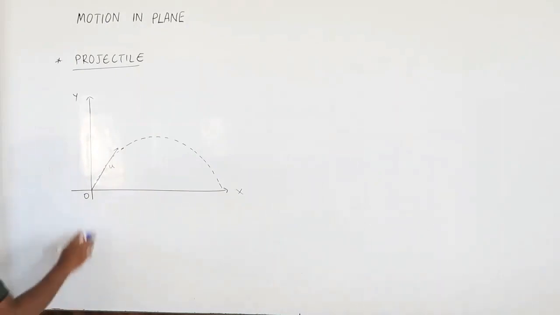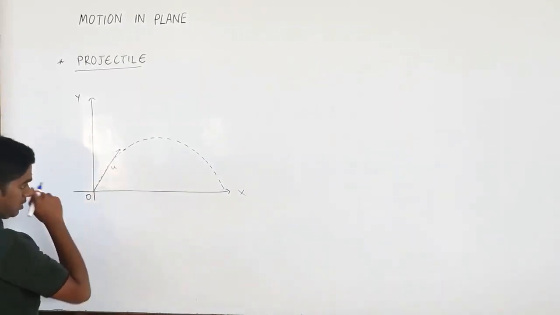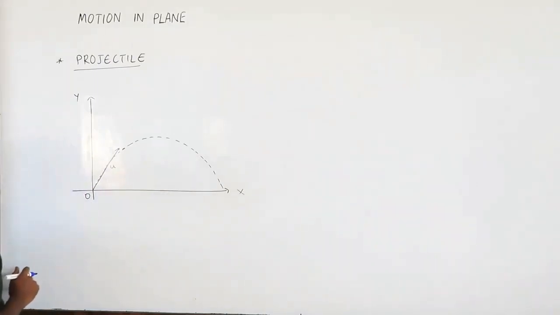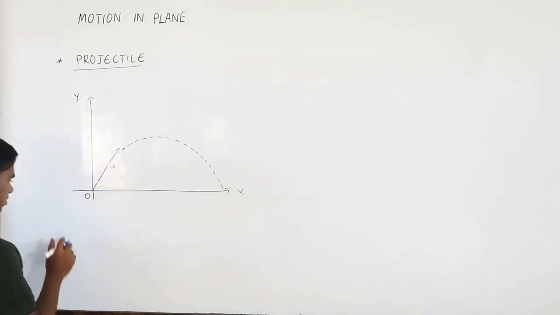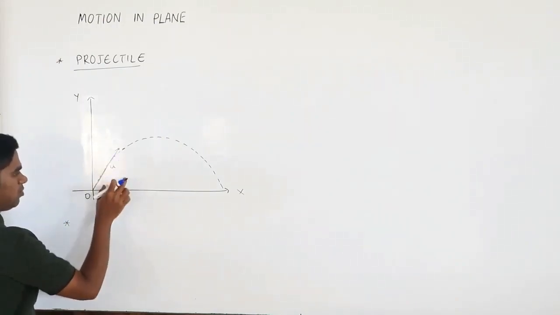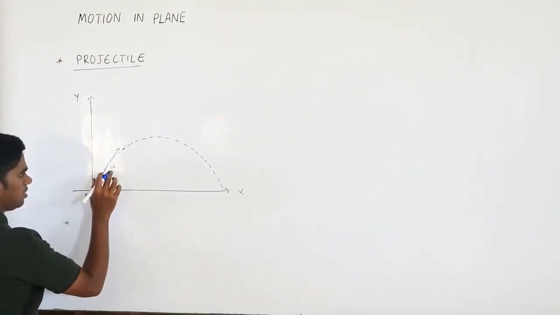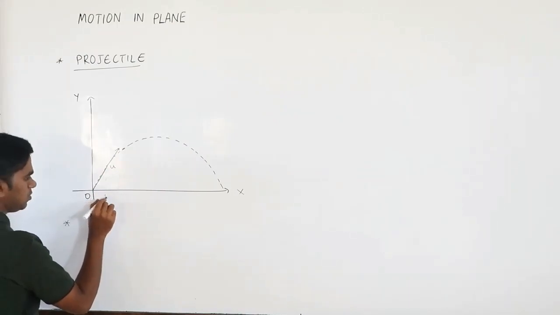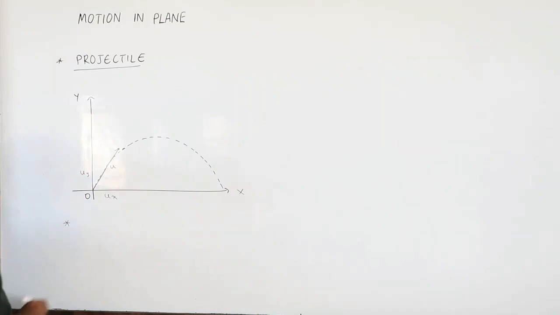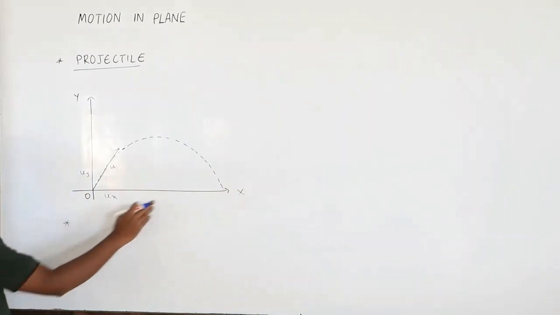This is along the x, this is along the y. First I will write the assumptions. What are those assumptions? If you take its components, what is its component along the x-axis? This is going to be ux. Along this, it is going to be uy. What is the first assumption? We are neglecting air resistance.